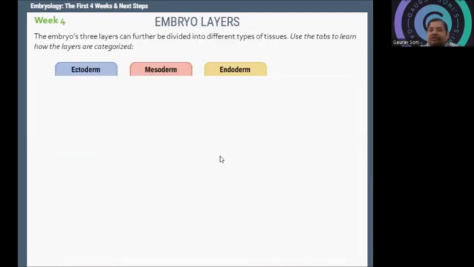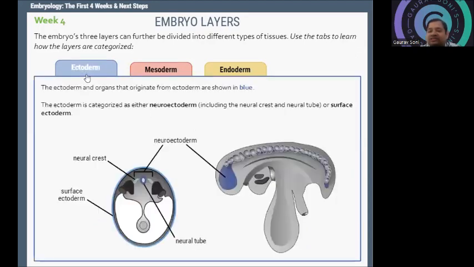Next, you can see the embryo layers, which can be further divided into 3 types. So one by one, we can see what is going to form. The organs that originate from ectoderm are now shown in blue in this color. So the ectoderm is categorized either as neuroectoderm, which includes neural crest and neural tube cells, or surface ectoderm. You can see the neural crest, it is neuroectoderm part. This is surface ectoderm, neural tube. So this is neuroectoderm, that is brain has been developed from neuroectodermal part.